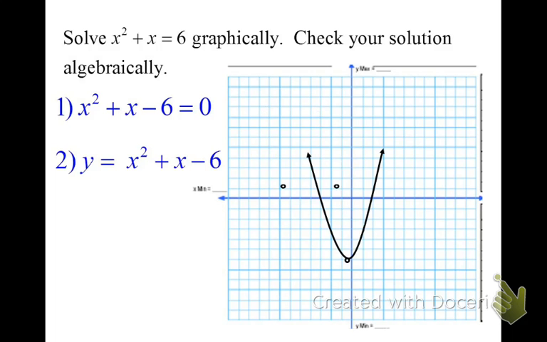If we think it's positive 2 and negative 3, then we're going to go ahead and plug those into our x values to see if y is actually 0 there. And of course, in this case, negative 3 squared is 9, and 9 plus negative 3 minus 6 is equal to 0, so that's a 0. And then when we plug the 2 in, we get 4 plus 2 is 6, and 6 minus 6 is 0, so 2 is also a 0.